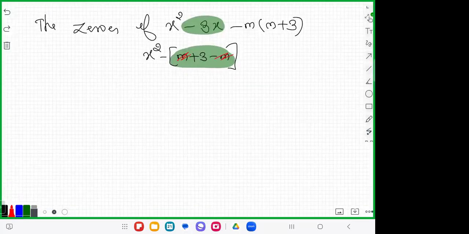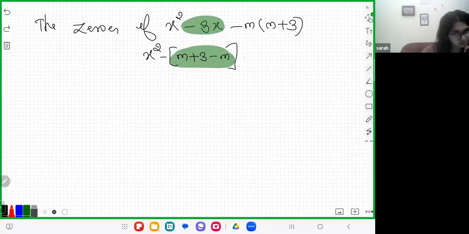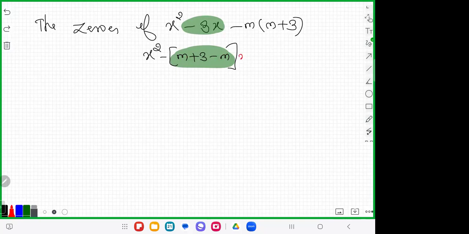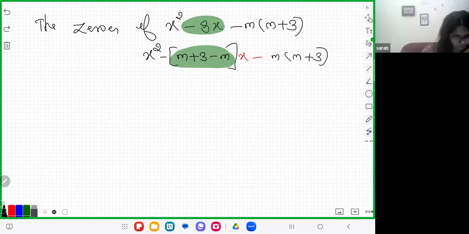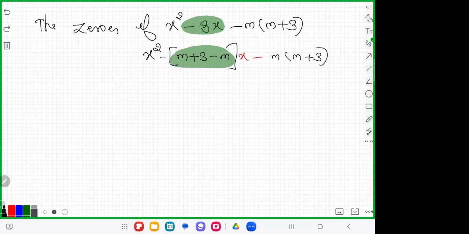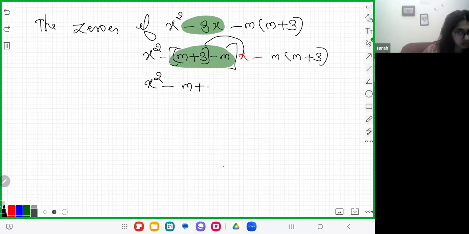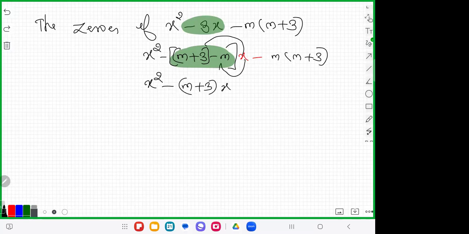And minus this into x, as x is needed right here, and minus this part, m into m plus 3. So this is x square. When we are multiplying this with x, you will get minus of m plus 3 into x. And when we are multiplying here, minus into minus plus mx, minus m into m plus 3.